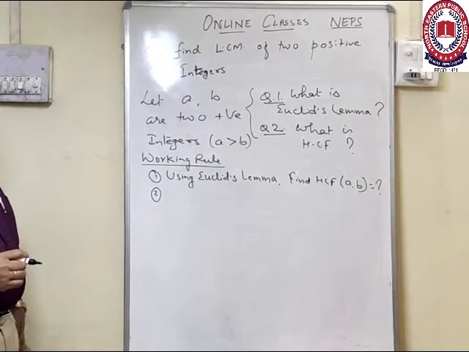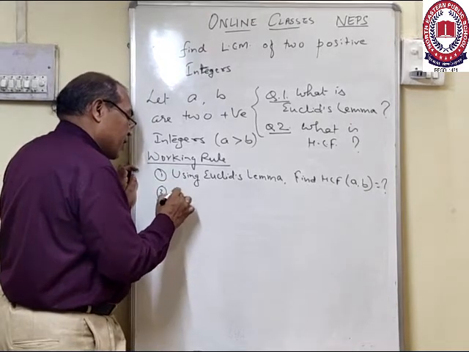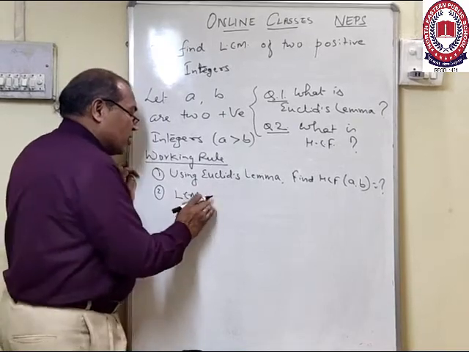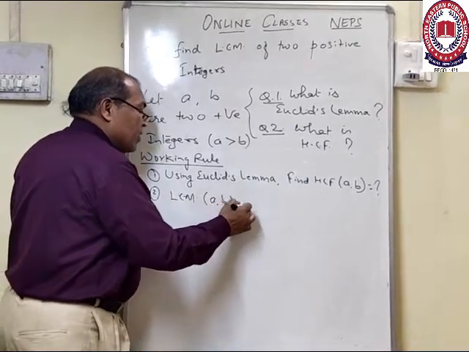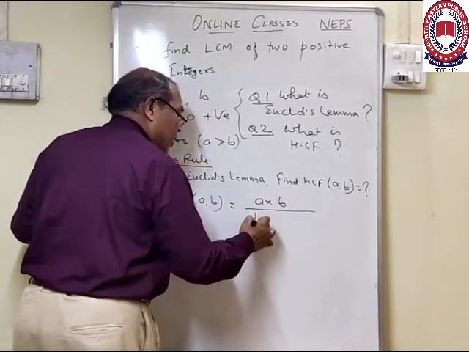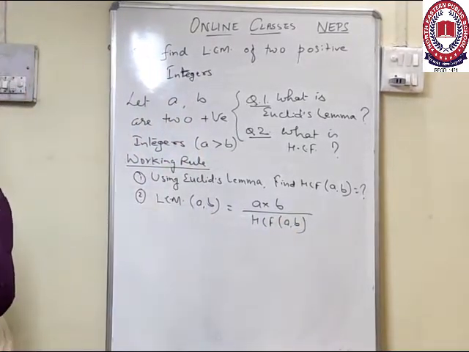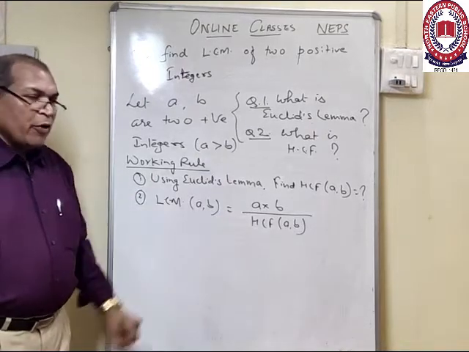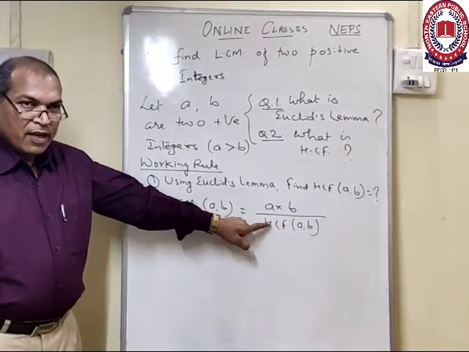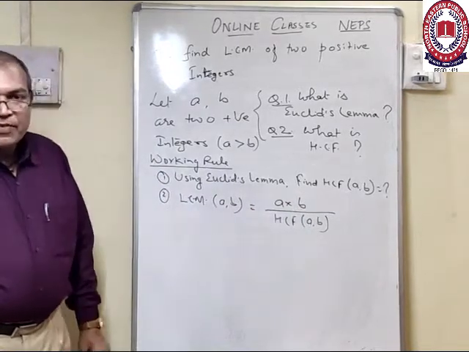Second thing, to find the LCM of these two integers, we have one relation. The LCM of two positive integers A and B can be obtained by A into B upon HCF of A and B. This is the formula to find the LCM of two positive integers A and B. But first of all, we have to find the HCF of these two positive integers A and B by Euclid's division lemma.